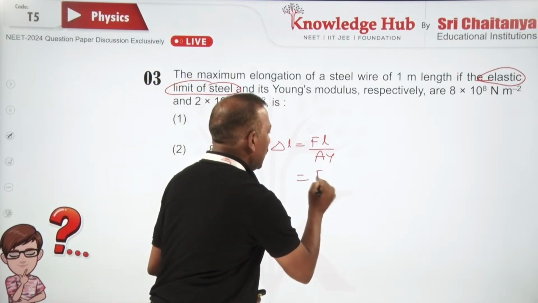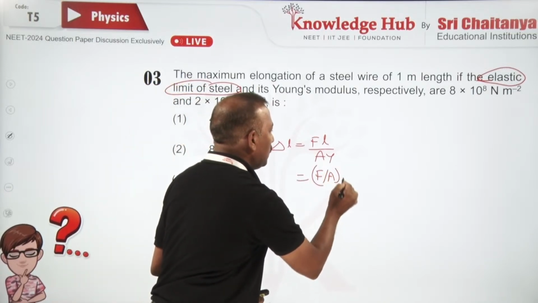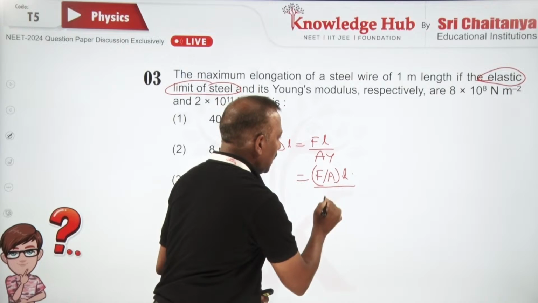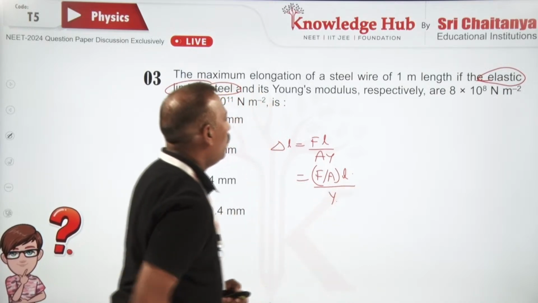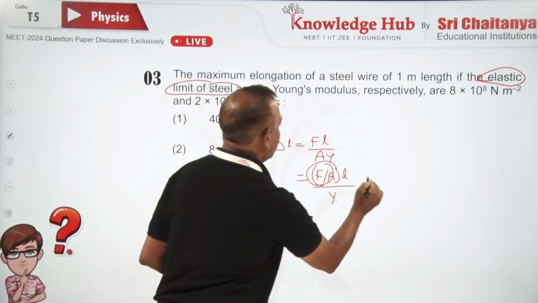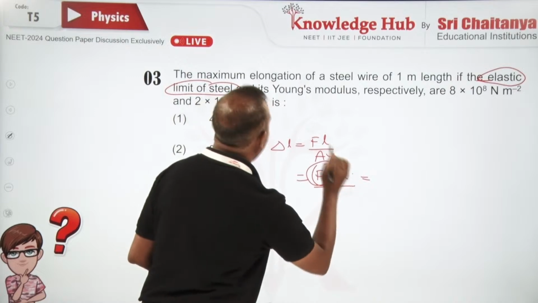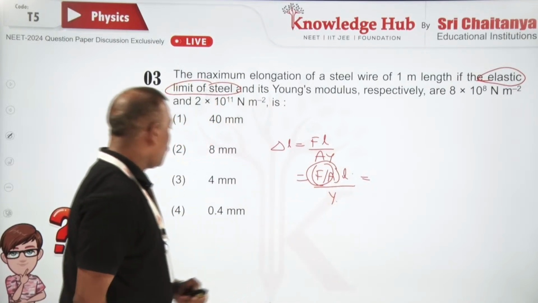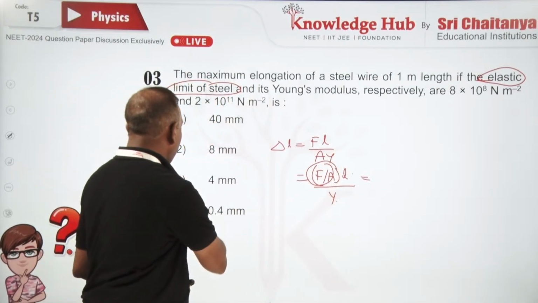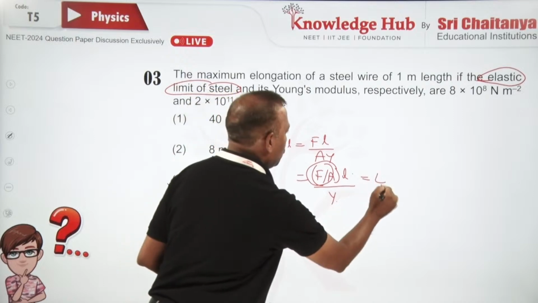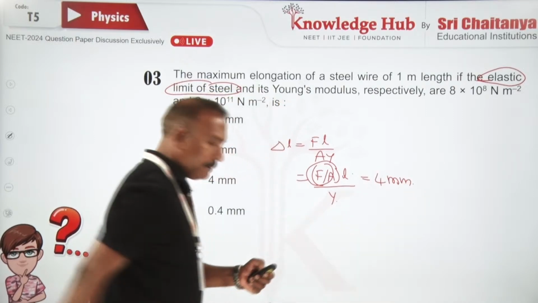This can be written as F by A, the maximum stress it can withstand, divided by Y. Now, F by A is the maximum stress, and L is the length, and Y is the Young's modulus. If you substitute, you will get the third option, that is 4 millimeters.